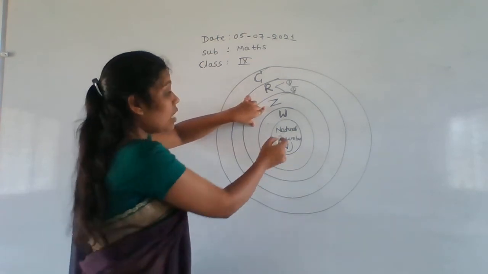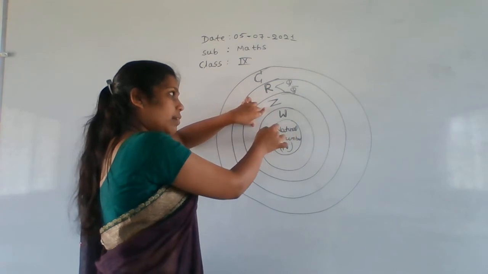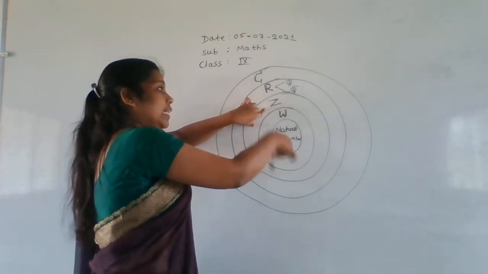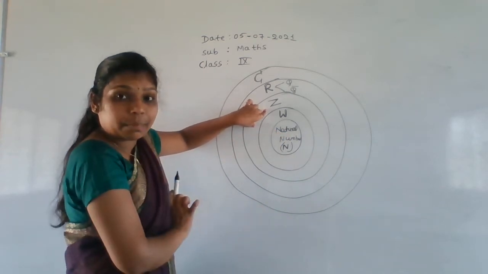Understanding what I am saying here? All whole numbers are integers and all natural numbers are integers, but all integers are not whole numbers. That is the meaning of that statement.